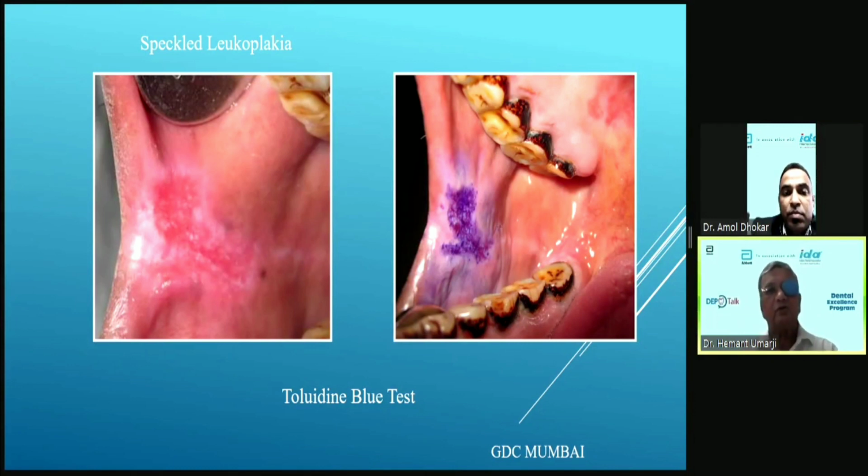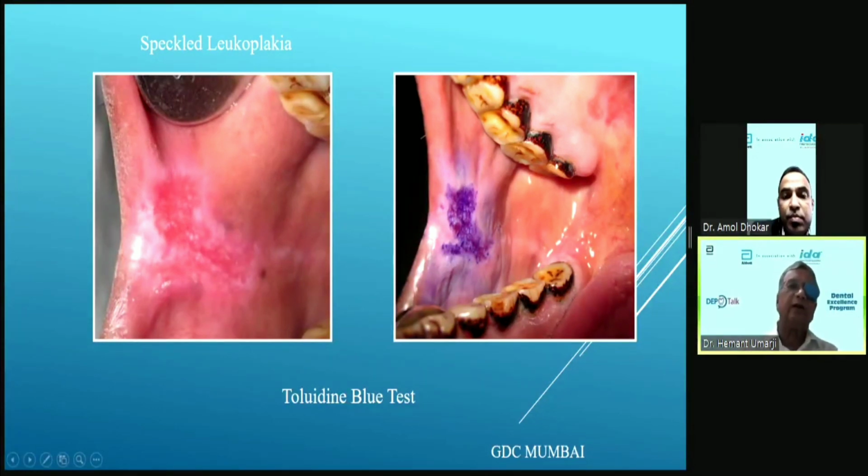So that is speckled leukoplakia. It is to be stained with toluidine blue. Toluidine blue is a basic dye, and the cells which are multiplying have more DNA, so they take up the dye. So you can select the site for biopsy after doing the toluidine blue test. You can see that he has a heavy smoking habit. So much stain is there.